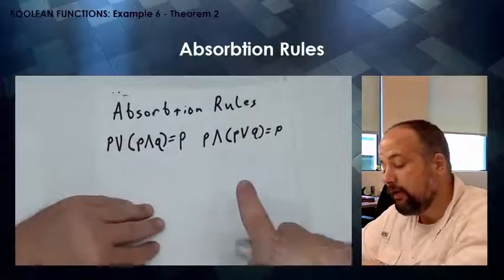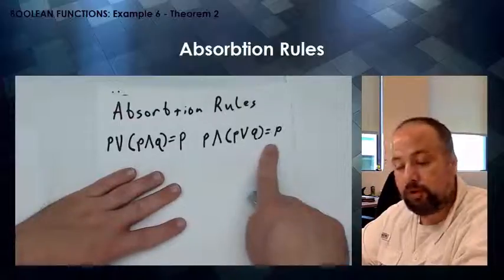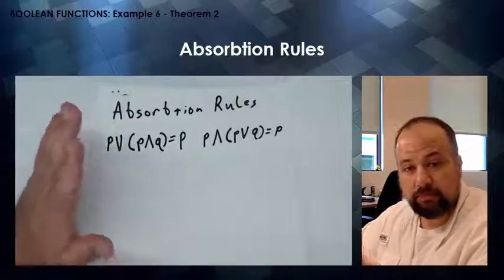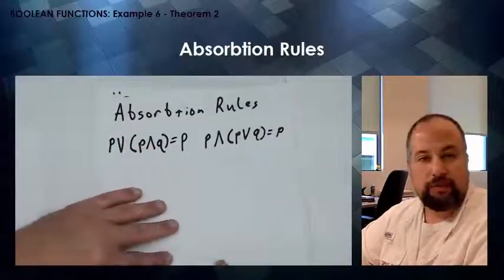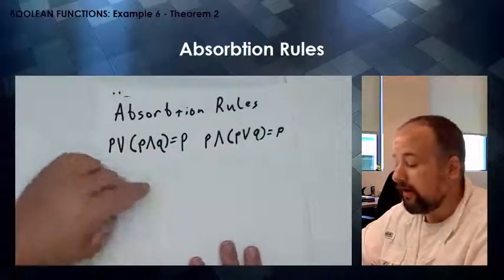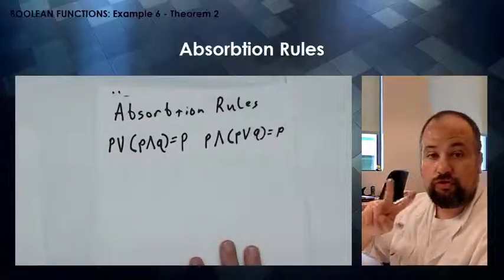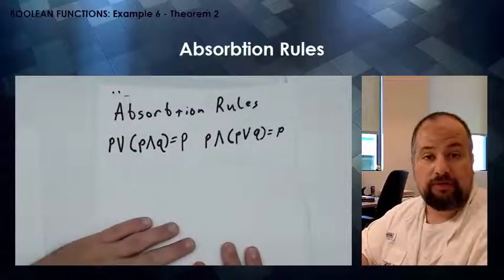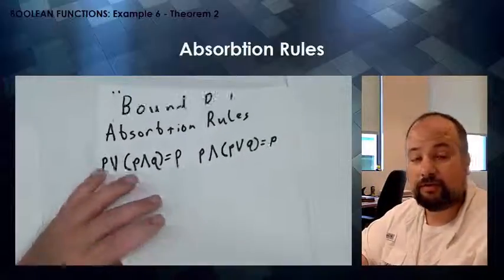By the same token, I want you to do the absorption rule on the other side. Just take a minute, pause this, and do that absorption rule. You're going to come up with the same results. And again, this is reducing. We've reduced a couple of variables and two Boolean operators, right? So if this is a circuit, we've reduced a lot of the transistors.